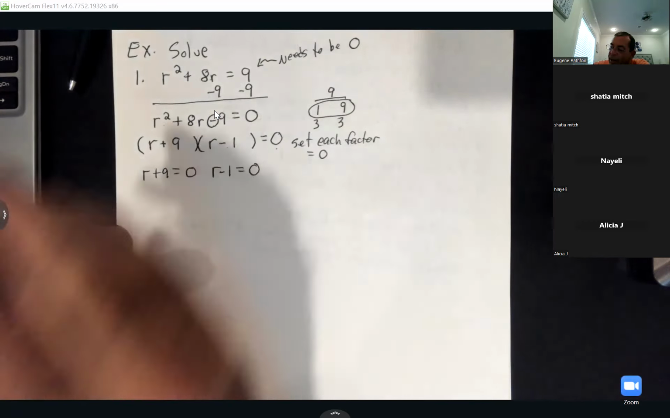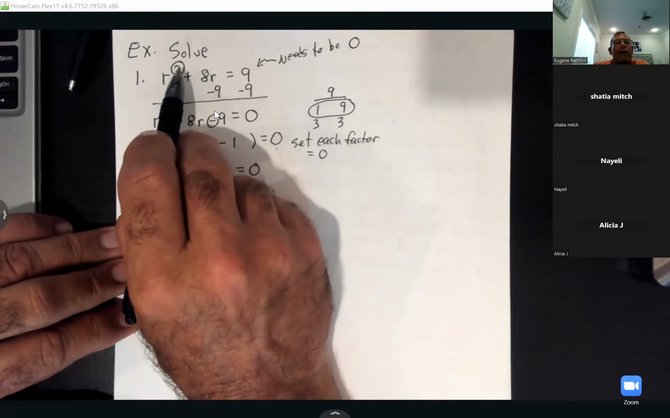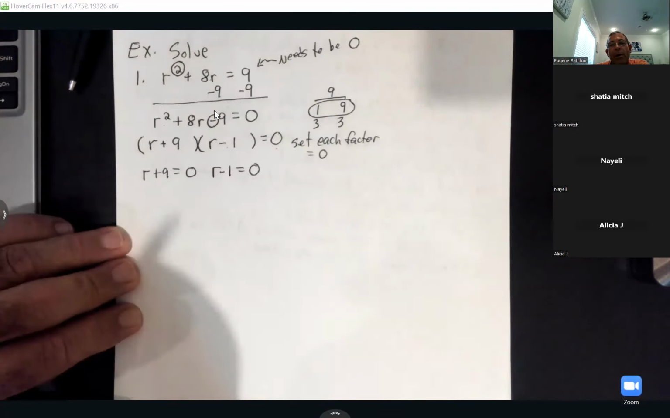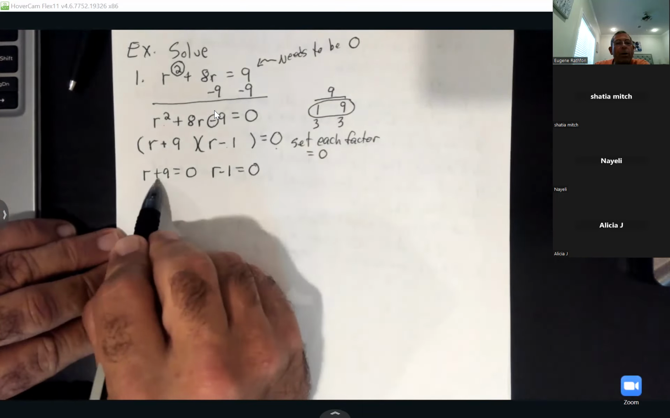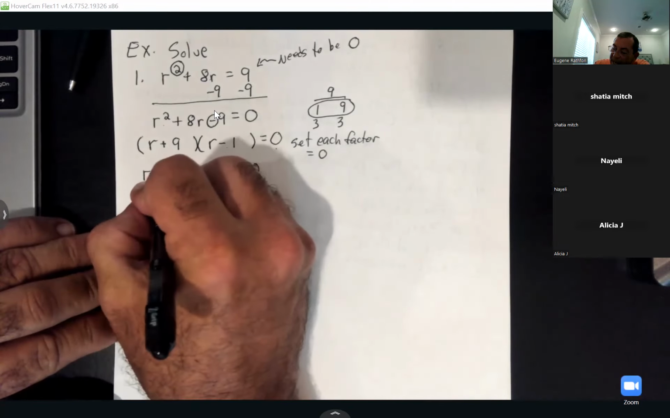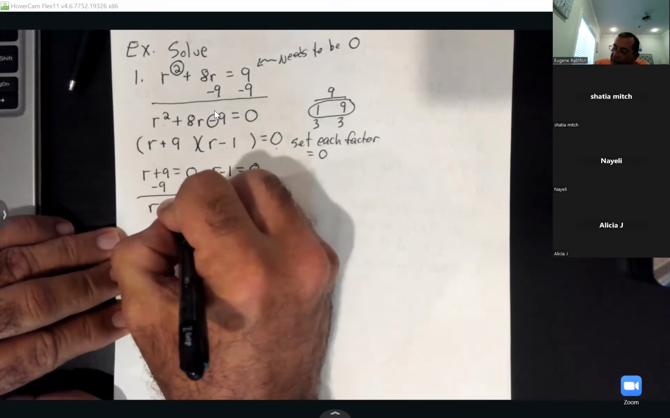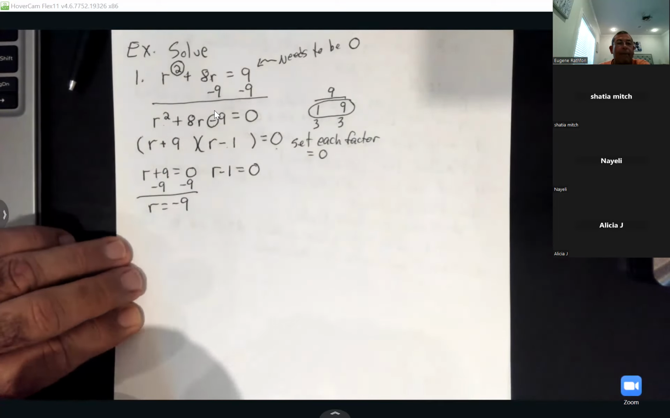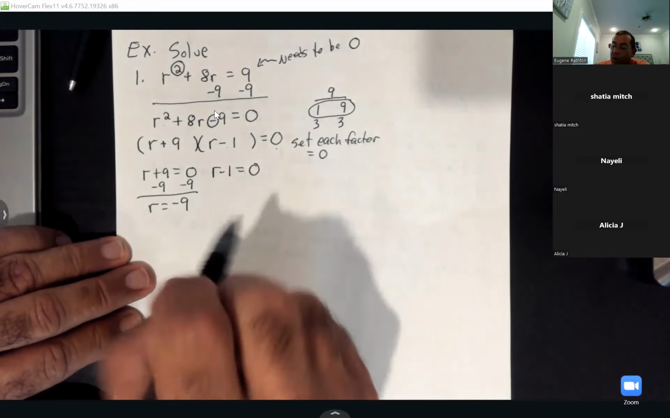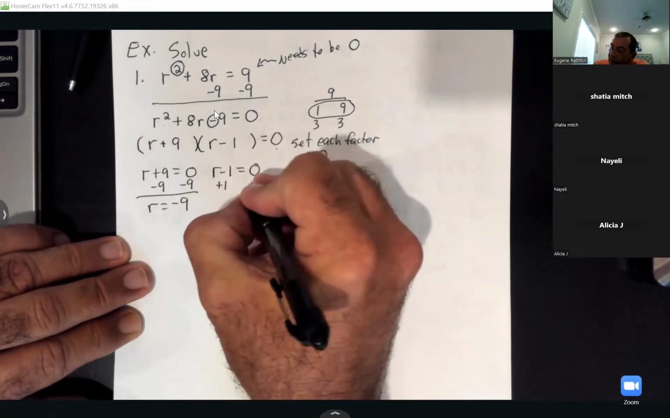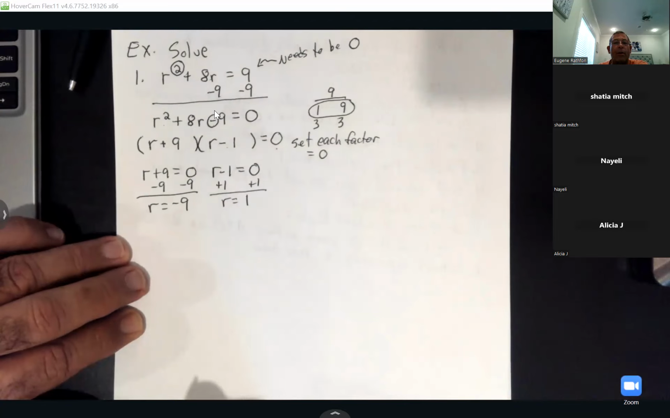So y'all, let me tell you a trick. Since we had an exponent of 2 up here on our r squared, that exponent of 2 tells me I will get 2 answers on this. So the first one, we're going to subtract 9 from both sides, and you get r equals a negative 9. The second one, to get that r by itself, I'm going to add 1 to both sides, and I'm going to get r equals a positive 1.